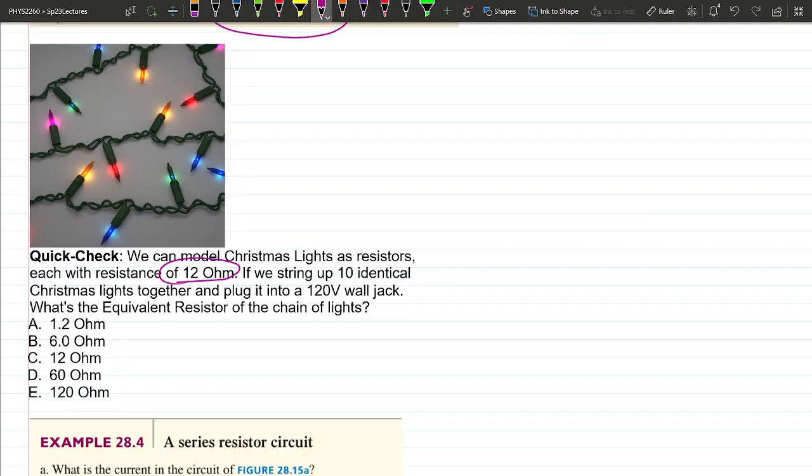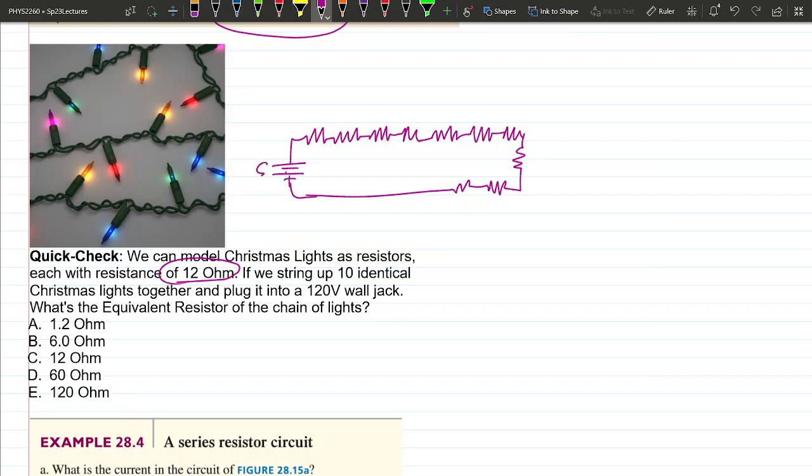If we connect all these resistors, 1, 2, 3, 4, 5, 6, 7, 8, 9, 10, and then there's a 120 volt power supply here, R, R, R, all right. What's the equivalent here? You guys think?